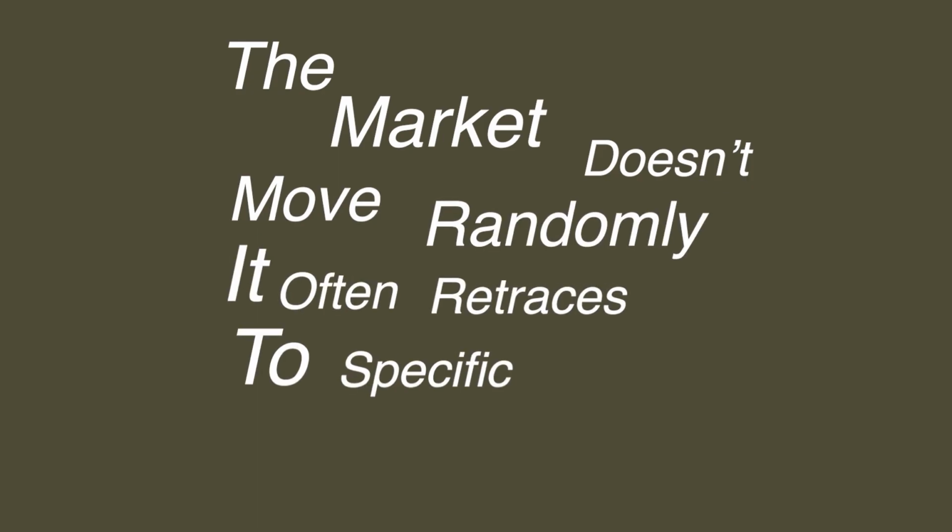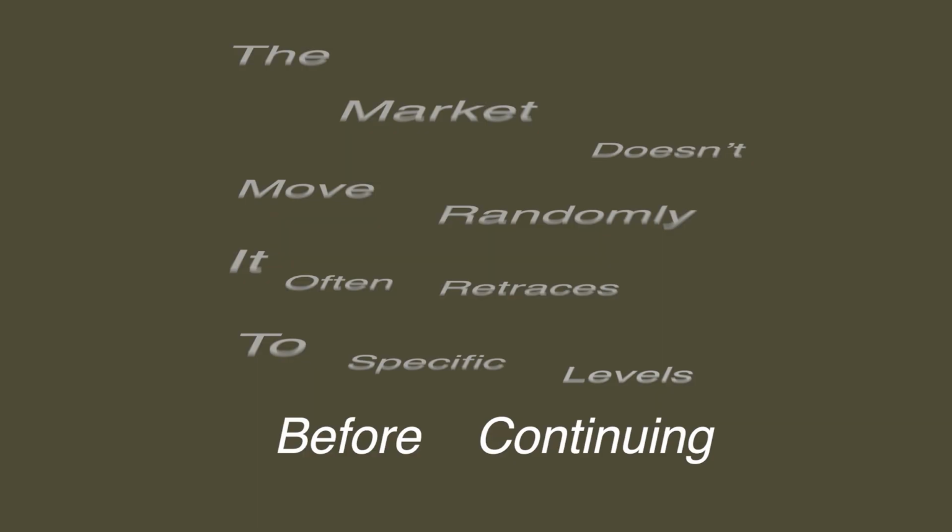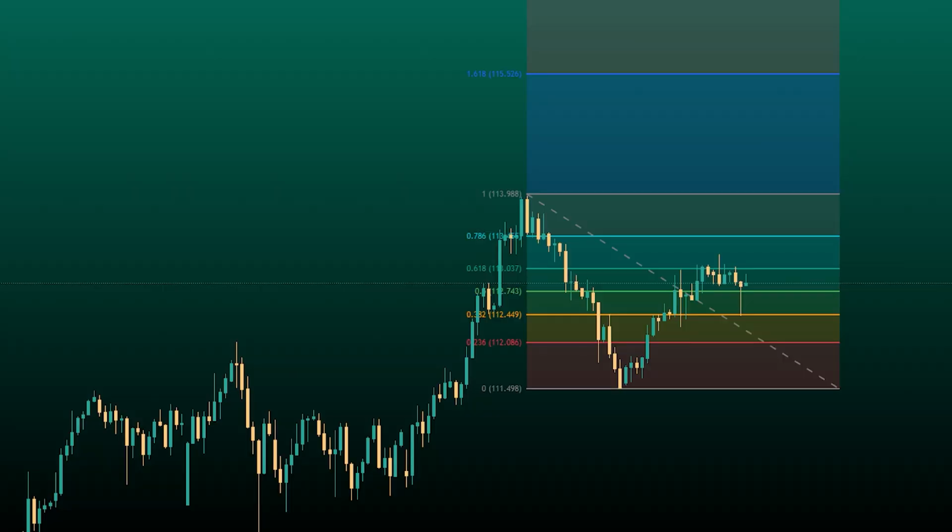Fibonacci. The market doesn't move randomly. It often retraces to specific levels before continuing. Fibonacci is a tool that shows potential pullback levels in a trending market. The most important levels are 38.2, 50, and 61.8. These are areas where price often reacts before continuing the trend.